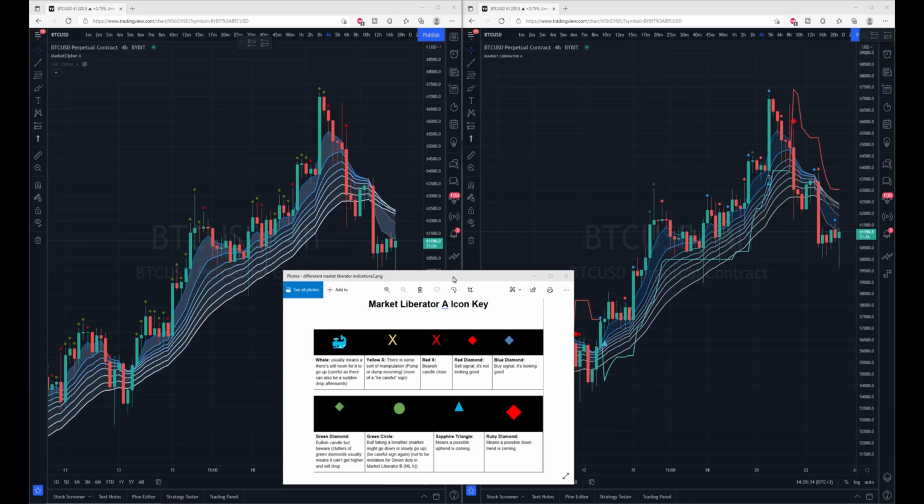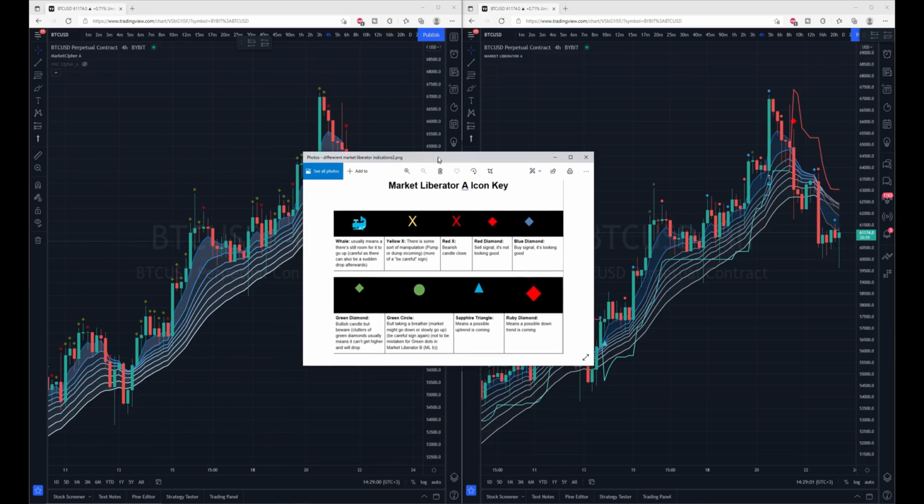All right, let's take a look at the Market Liberator A and compare it to the Market Cipher A and the VuManChu Cipher A. Now, at first glance, they look pretty much the exact same with the little symbols above the candles and the EMA ribbons. Of course, the EMA ribbons, we already have access to those on TradingView for free, and we'll have to see if we already have access to all these symbols when I pop up the VuManChu Cipher A.